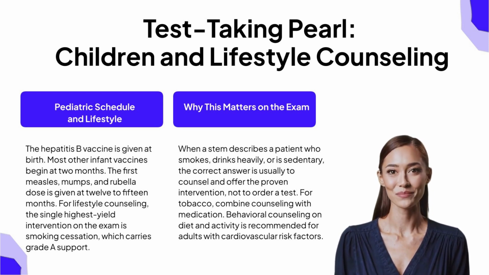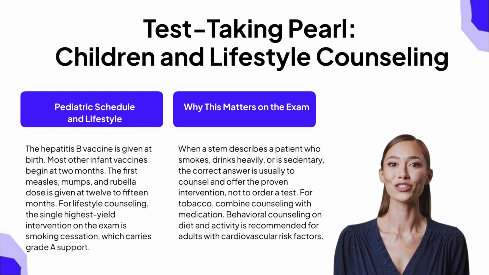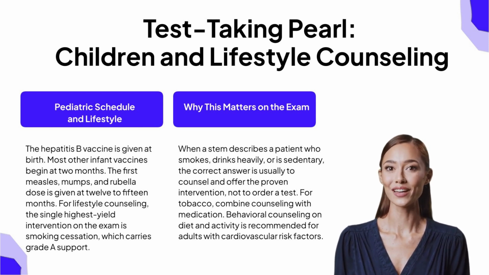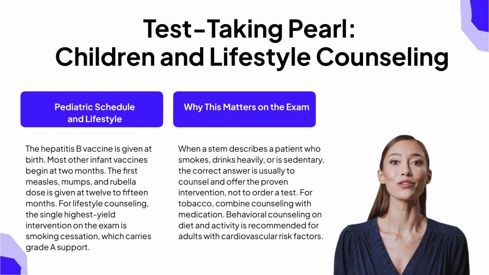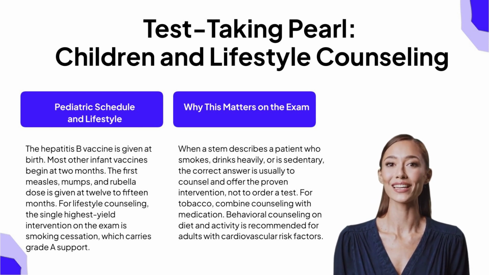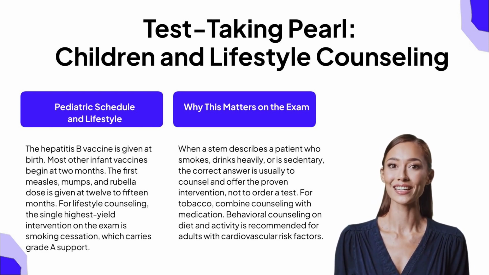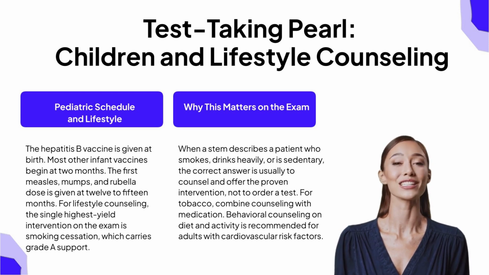When a stem describes a patient who smokes, drinks heavily, or is sedentary, the correct answer is usually to counsel and offer the proven intervention, not to order a test. For tobacco, combine counseling with medication. This matters because the exam rewards prevention over reflexive testing.